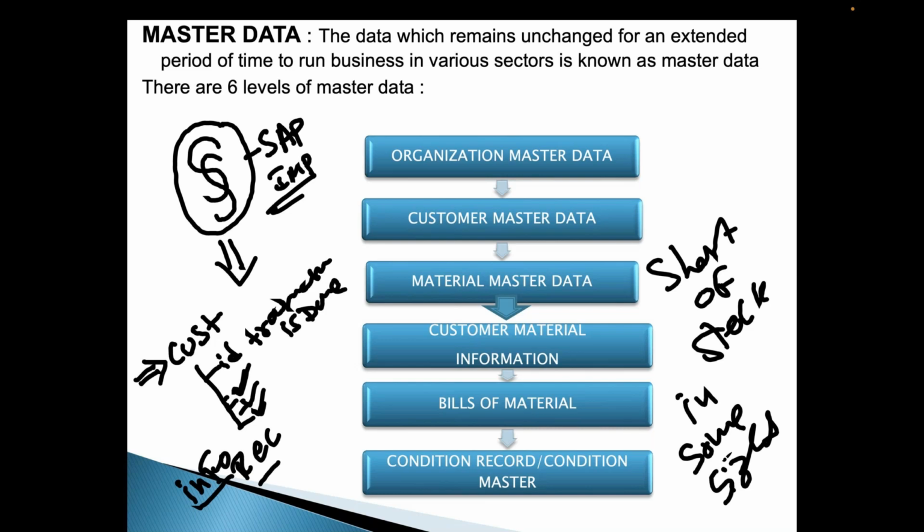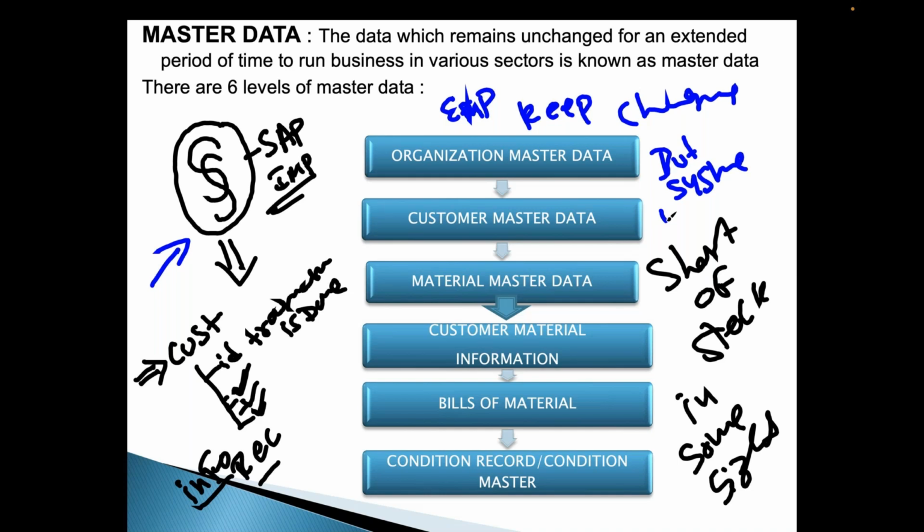So when an info record is maintained for a customer of a material in the database, whenever that customer steps into the store for buying some product, employees keep changing, but the system will remember the customer. The system will identify the customer.